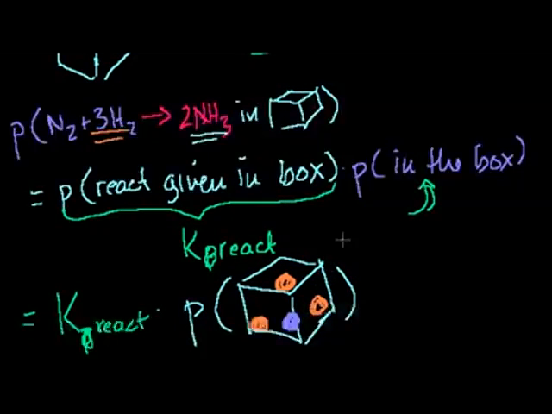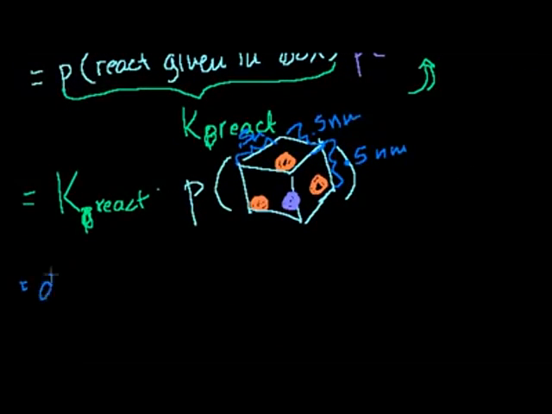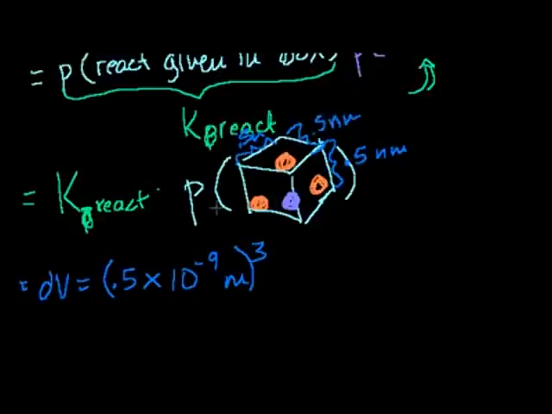And remember, I don't know if this is the right distance. I'm just trying to give you the intuition behind the equilibrium formula. But if I pick this as being 0.5 nanometers by 0.5 nanometers by 0.5 nanometers, what is my volume? So my little volume is going to be 0.5 times 10 to the minus 9th meters, that's a nanometer, to the third power, because we're dealing with cubic meters.